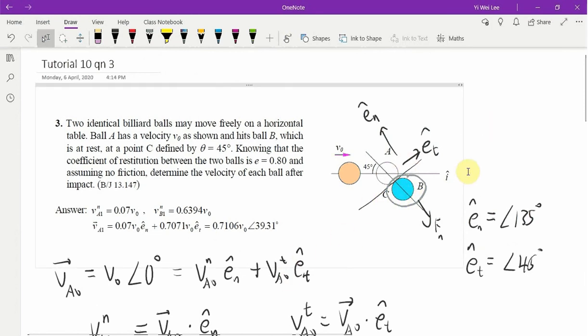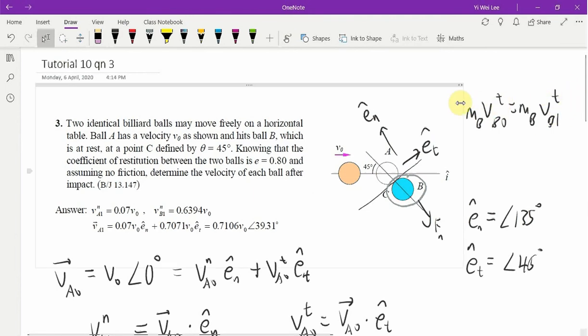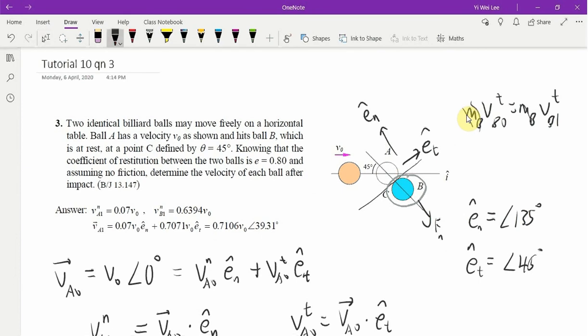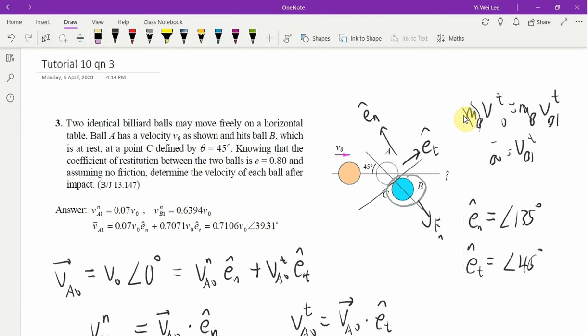If the momentum of particle B is conserved along the ET direction, it means that MB VB naught T is equal to MB VB1T, right? B naught and B1 denote the velocity before collision and the velocity after collision, which is tangential to the collision plane. Since this one can cancel off, we find that VB naught T is equal to VB1 T. Very interesting. So let me just bring this downstairs because it's better to write down there.